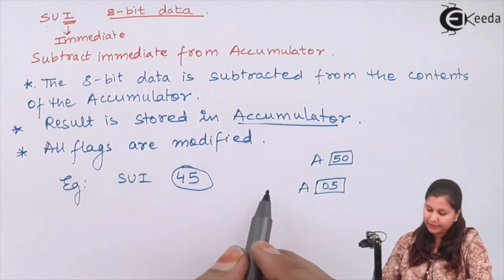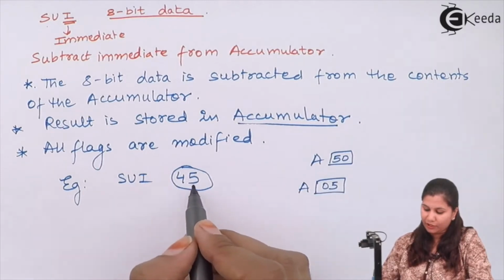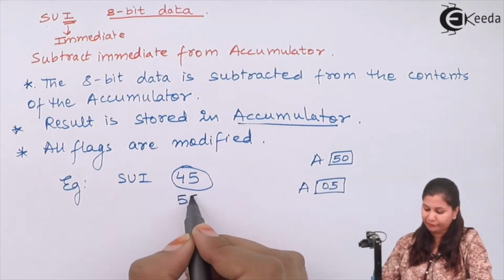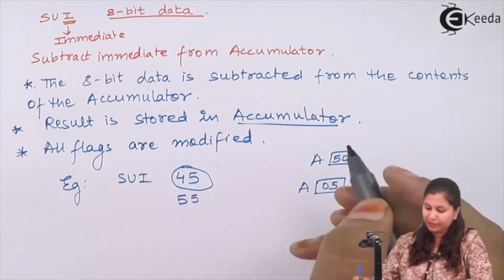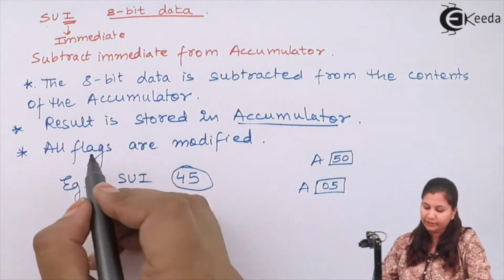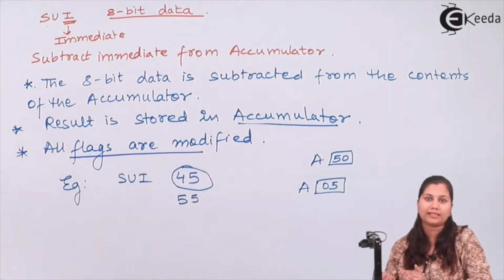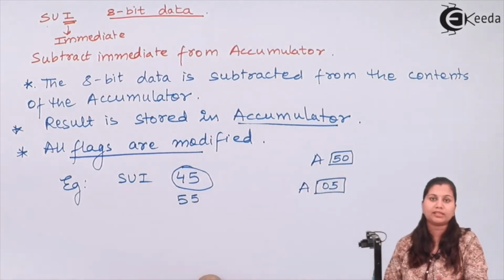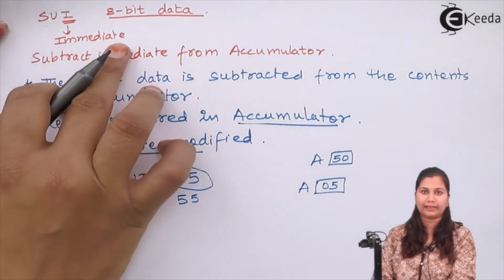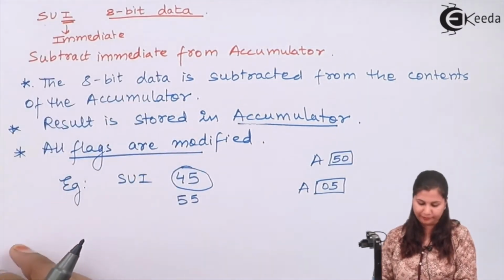And if there is any borrow, suppose instead of 45 we have here 55. Then we will subtract this 55 from 50, and we have to take a borrow. Then the flags will be modified to reflect the result that a borrow has been taken to perform this subtraction. So this was SUI, that is subtracting the immediate data from the accumulator.